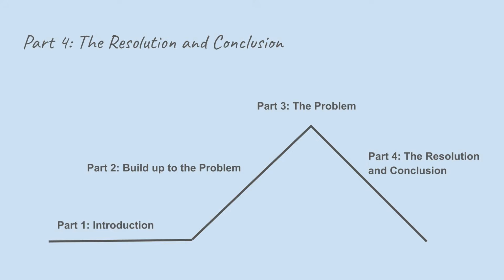Okay, I'm going to bring up that little graph again that we looked at earlier, and we can see that we've already had the problem, which is the peak of the story, and that the resolution and conclusion is where we're resolving the problem and everything's getting better again. When we are doing our conclusion, we need to remember that it is wrapping up the story. So we're bringing everything together to a final ending. We don't want to have any loose ends.